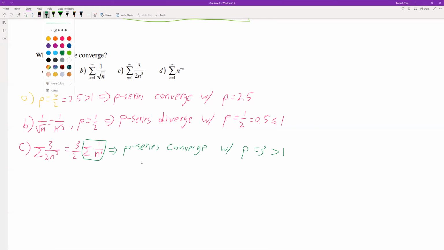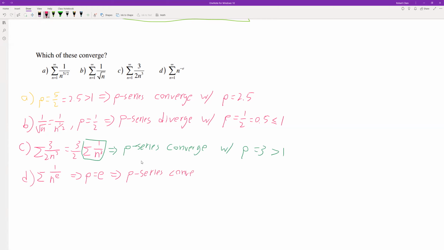All right. And the last one, D, that is 1 over n to the power of e, right? In this case, p is equal to e, right? Therefore, we can say p series converge with p equal to e, which is, again, strictly greater than 1.